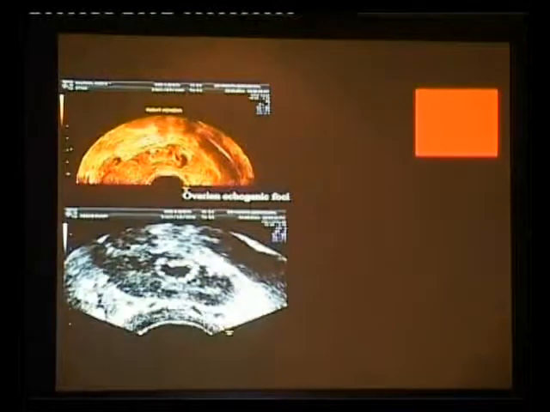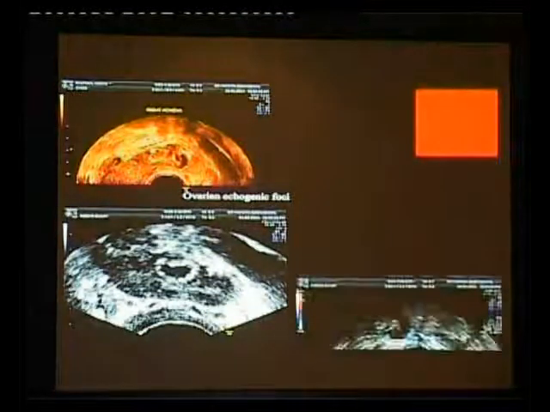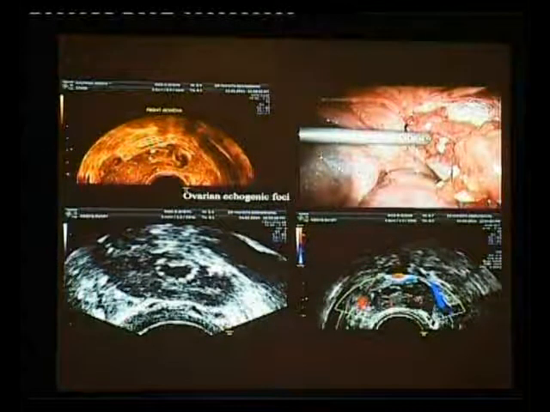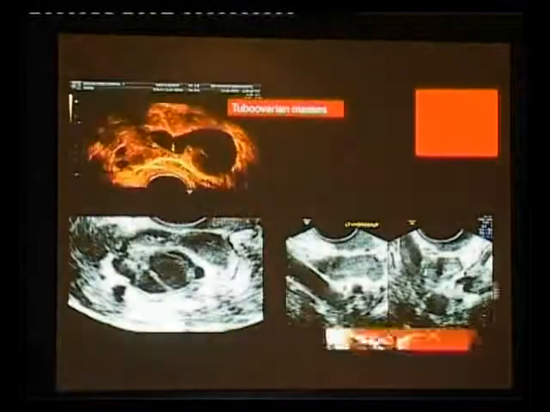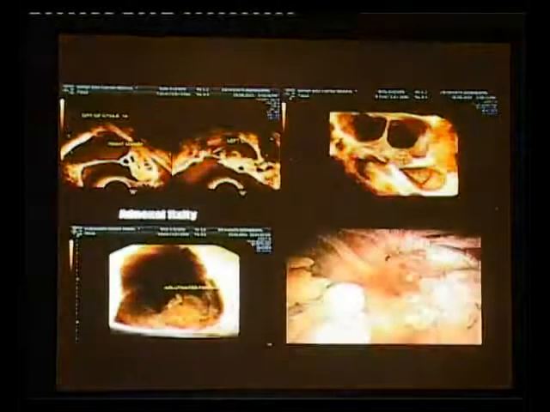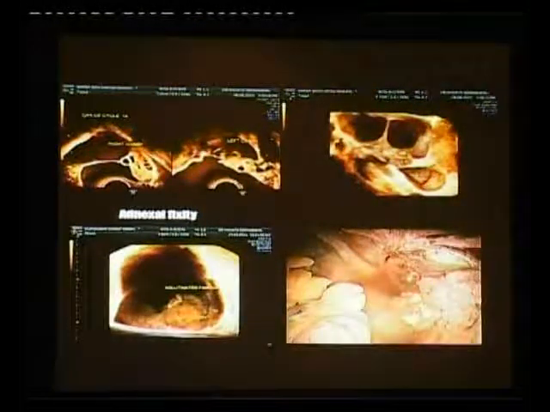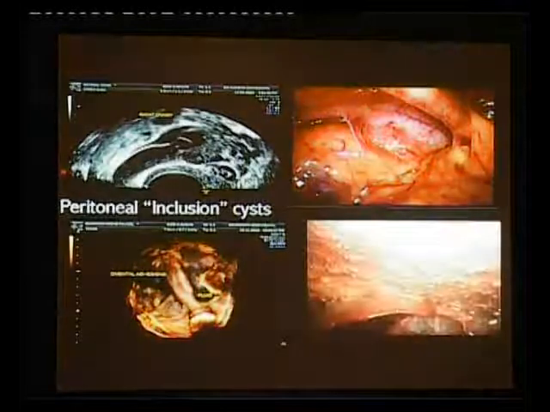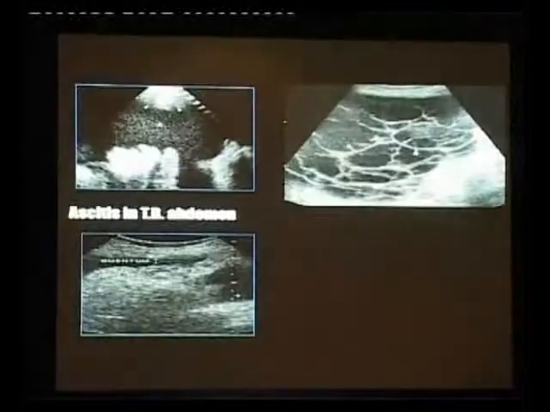Ovarian echogenic foci, both around the follicle, and vascularity, and of course, you can see the deposits of tuberculosis as well. Tubo-ovarian masses, you can see them all the time in these patients with tuberculosis. Adnexal fixity, the flap sign, and of course the reconstruction, you can see exactly what you see. And you know who gets impressed the most? The patients. The peritoneal inclusion cysts are seen as well in these patients.